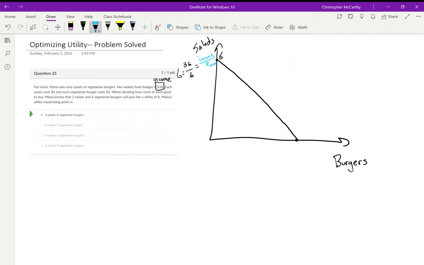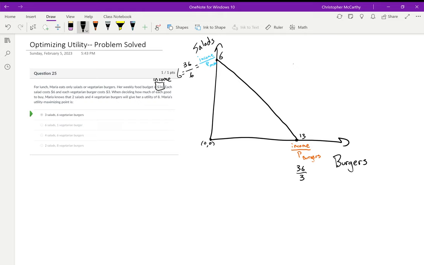Similarly, we can go ahead and down here, we can label this income divided by the price of burgers, which is going to be 36 divided by 3, which means this would give me 13 burgers. So this is telling me the situation if, and again, here's the origin, right? 0, 0. This is 0 salads and 0 burgers.